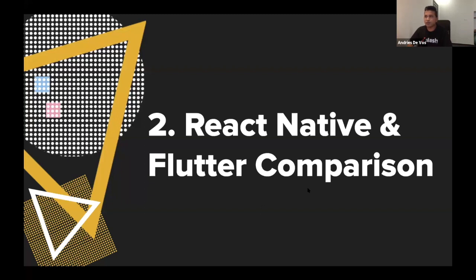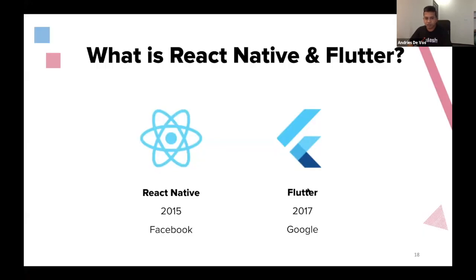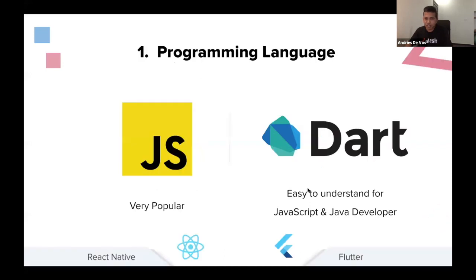So now, the first one we are going to compare is programming language. On the left-hand side is React Native, on the right side is Flutter. For React Native, they use JavaScript as a programming language. JavaScript is a very popular language in the web community at the moment, commonly used with React.js and another popular framework like Vue.js.